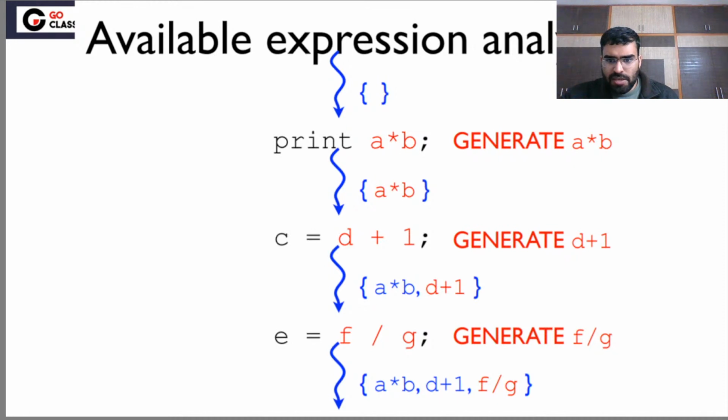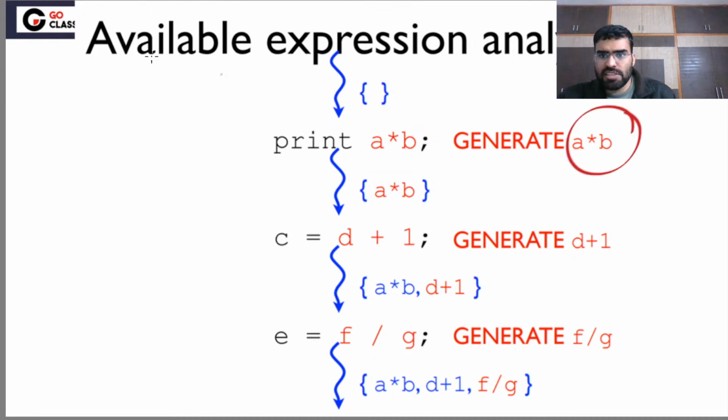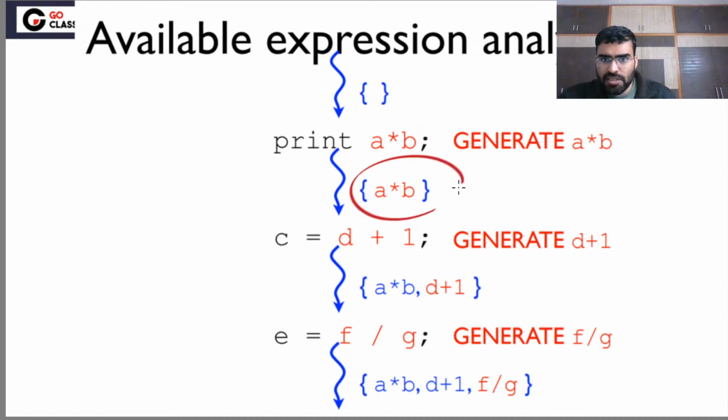So tell me, what about here? You can notice here nothing is available. Now this expression will generate a into b, correct or not? So I can say here a into b is generated. Here this will generate d plus 1, so this is also an available expression. You can notice a, b is not changing, so this a*b is also propagated. This expression is propagated, and this is generated. Similarly, this f is also generated. So finally, this is the point.